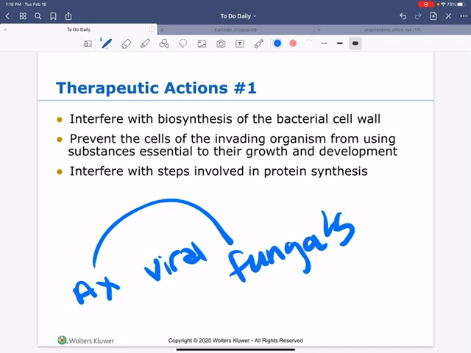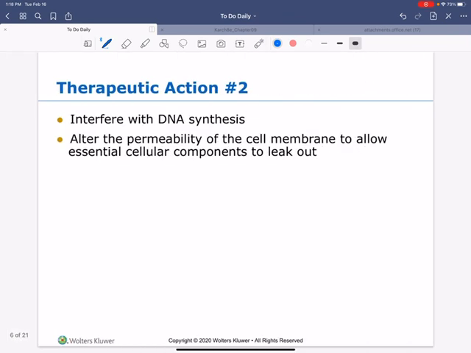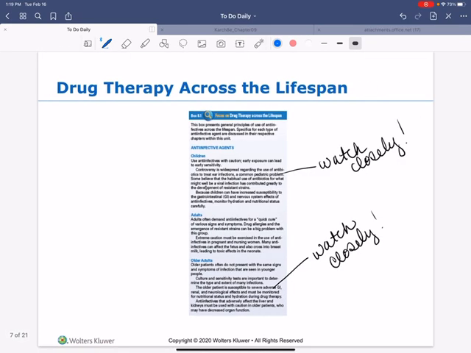Or it can just interfere with the steps involved in the synthesis of the bacteria. It can interfere with DNA synthesis, and we see this a lot with antiviral medications. And it can also alter the cell membrane, the permeability of it, and then it allows cellular components to leak out of it, which is what they're trying to do, is destroy it or prevent new ones from growing.